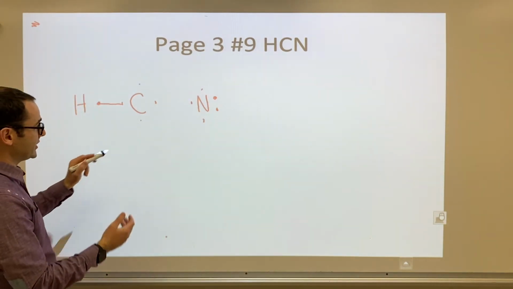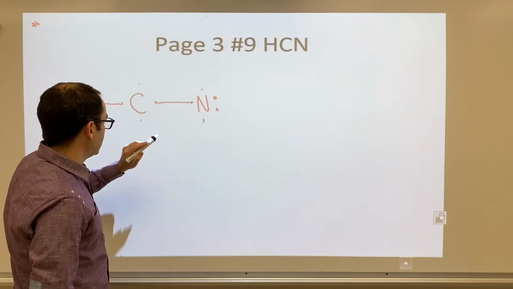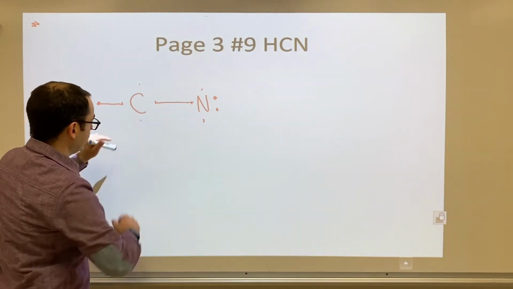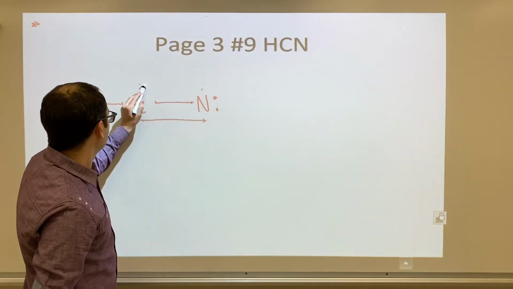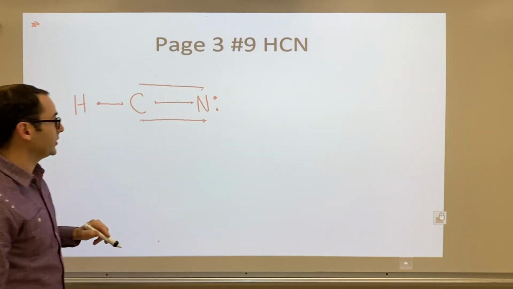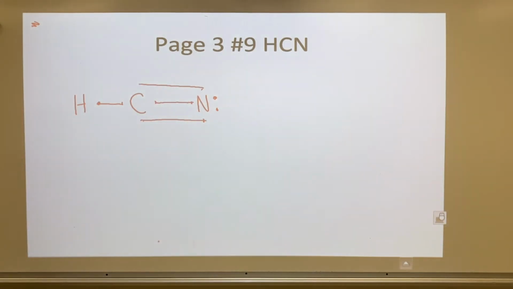All right, now you can see carbon and nitrogen are going to bond, and then you're going to have another bond down here, and then another one up here as well. All right, everybody cool with that? Does anyone have an isomer of this? No, that's the only way we can do this one, right?